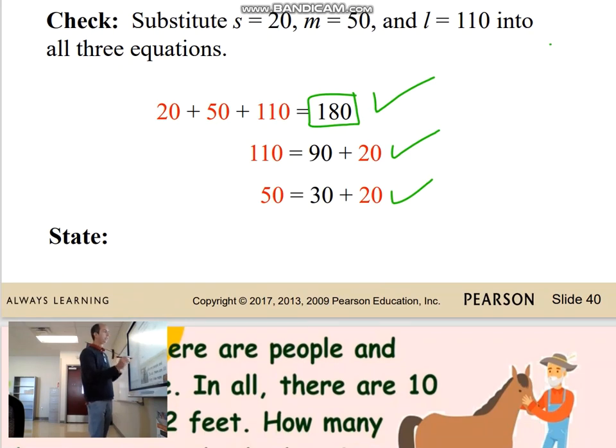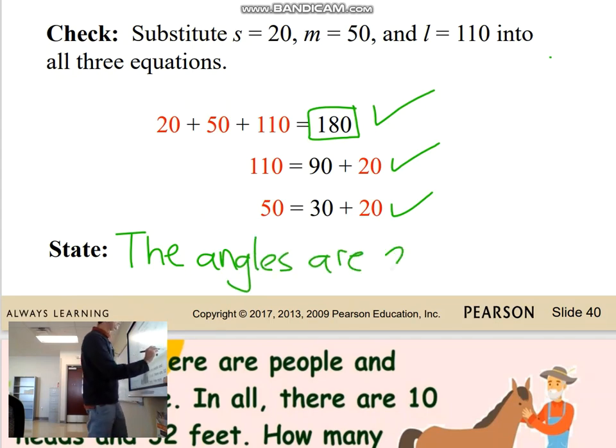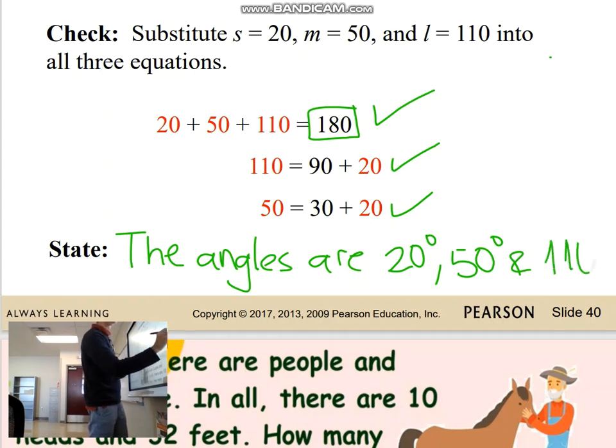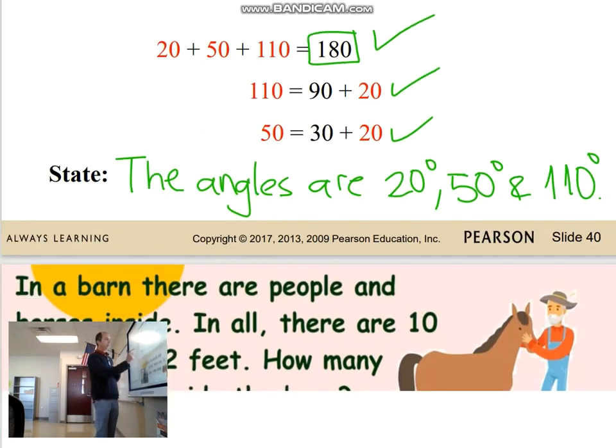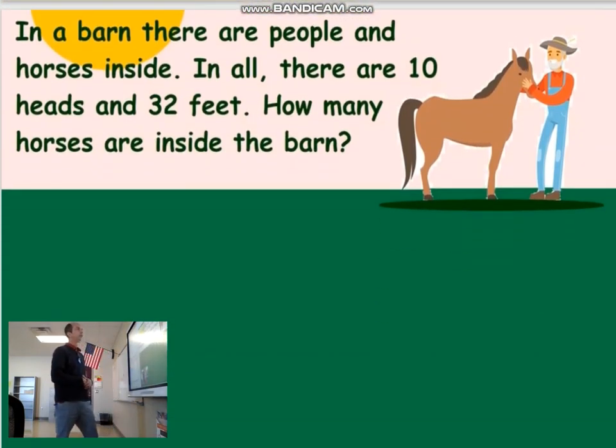And now state the angles: 20 degrees, 50 degrees, and 110 degrees. This is your conclusion and the solution for this example. And very well, we finished section 4.3.